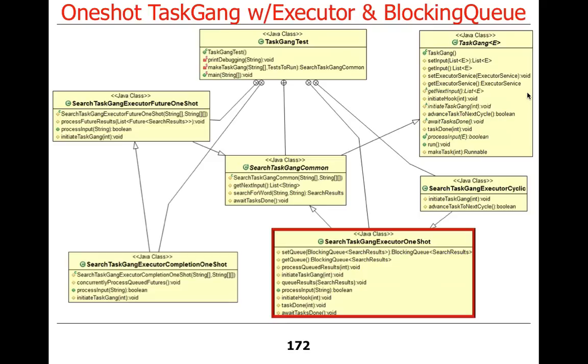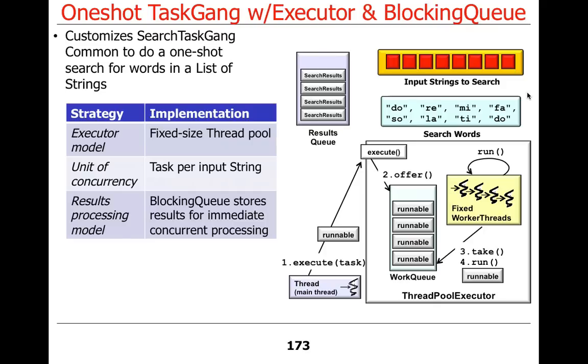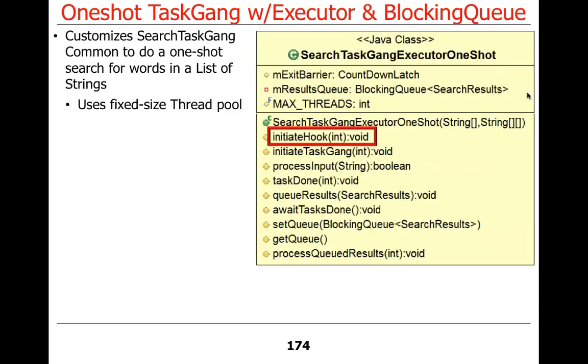All right, so let's talk about the first example here. We'll dive down a little bit and look at some of the code. This is SearchTaskGangExecutorOneShot, which is a mouthful, but it basically is a SearchTaskGang subclass that does things once, and it uses an executor. Just to remind you what it's got, it has a fixed-size thread pool, a task for each element in the input string, and a blocking queue that stores the results for immediate processing. So let's take a look.